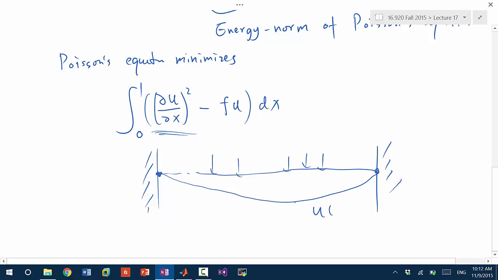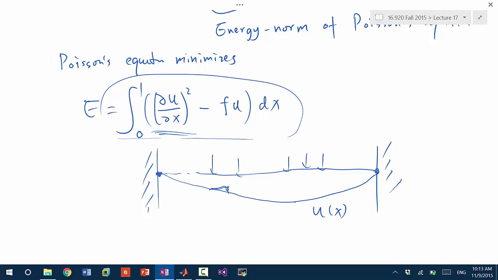So this function is u of x. The square of the derivative is proportional to, if you look at the triangle here, how much the string has lengthened. And so this is the elastic energy, and f times u is the gravitational energy of the weights you put on the string. So this is actually the total energy of the system, including elastic and potential energy.